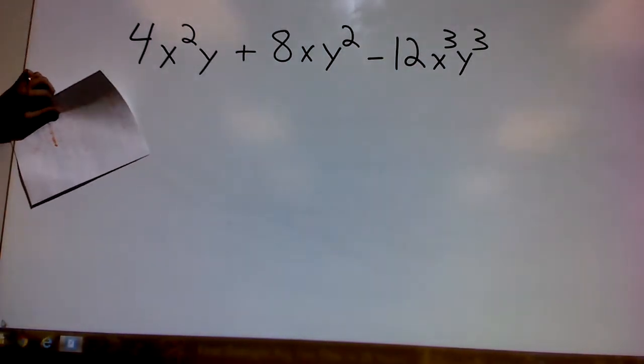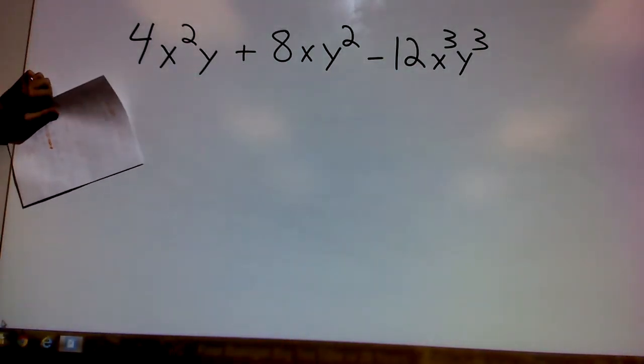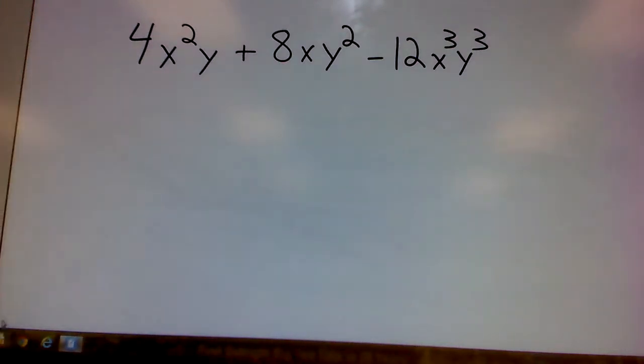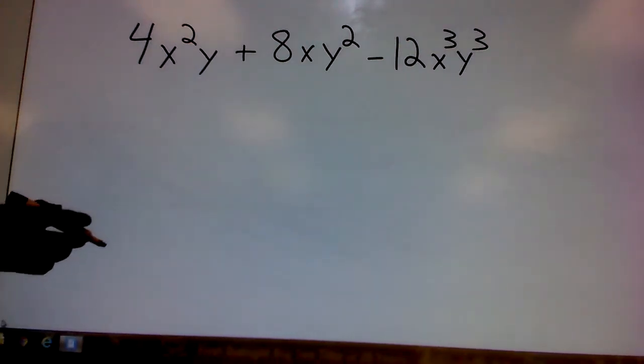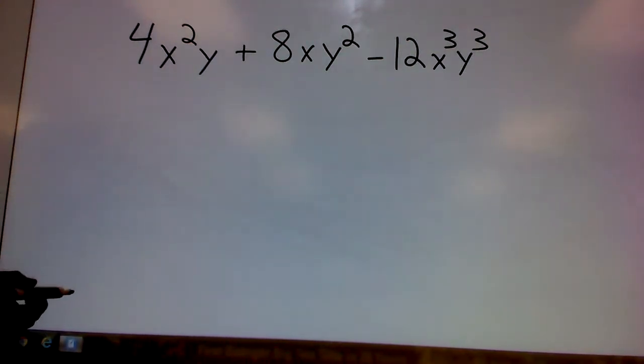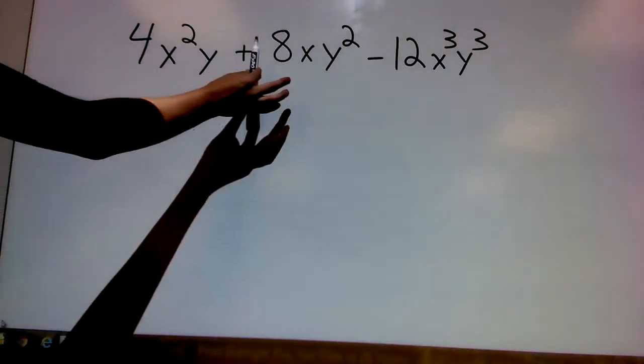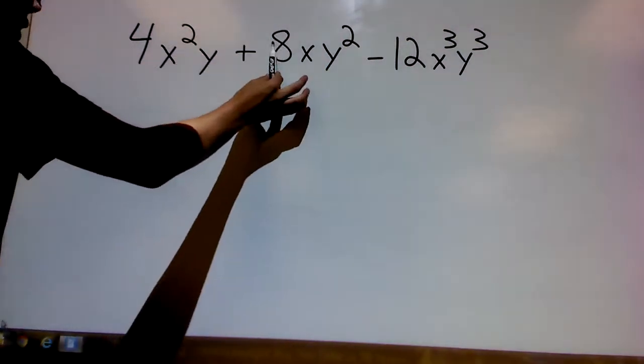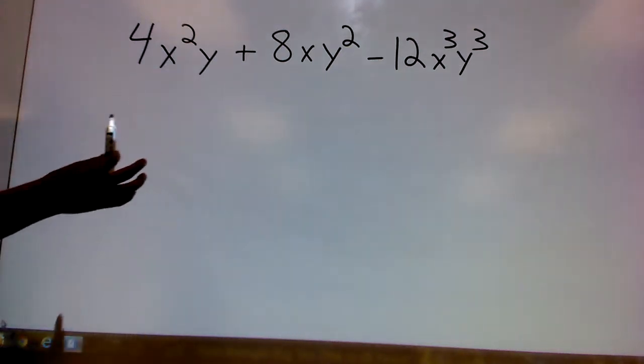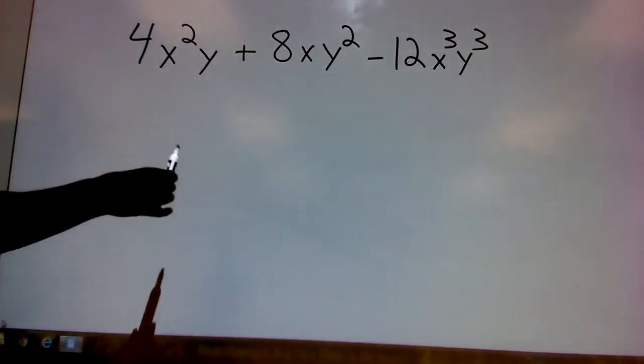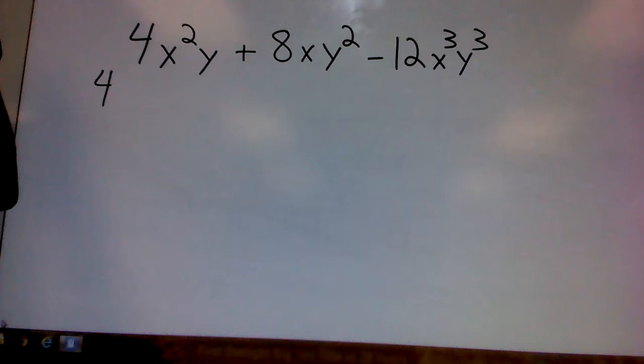Factor review, basic factor review. Always, when you are factoring, try to take something out. Try to find the greatest common factor. What number goes into 4, 8, 12? 2 goes in, but that's not the biggest. 4. Take a 4 out.